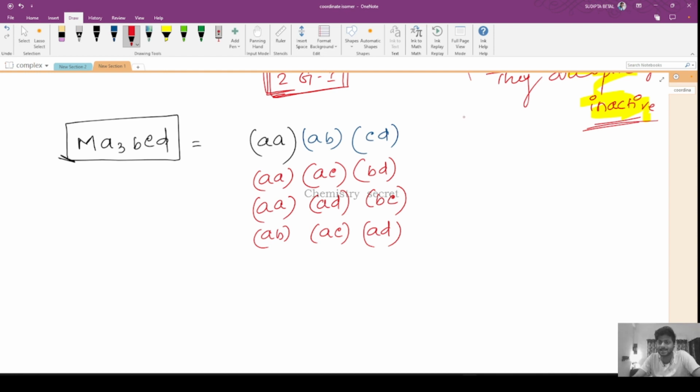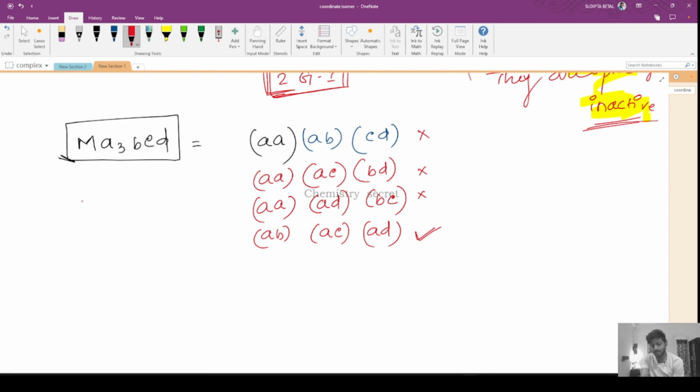Now we have to find the optically active and inactive isomers. We said that if the same type of rearrangement is there, then it is optically inactive. If we look at AB, AC, AD, there is no repeated rearrangement or same isomer, so this is optically active. And the rest of the isomers, where AA is there, three of them with AA, are not optically active. They are optically inactive.